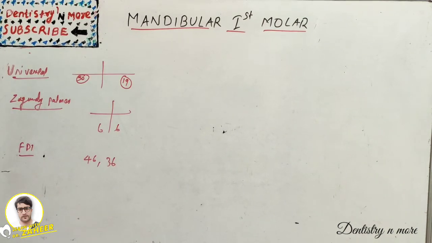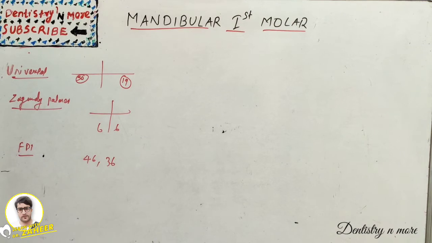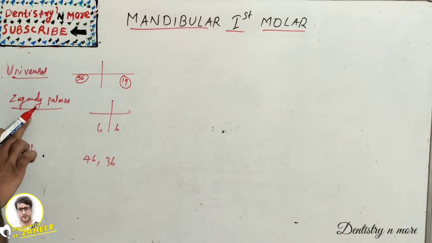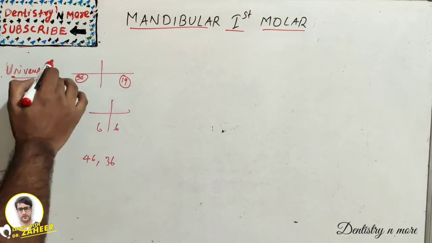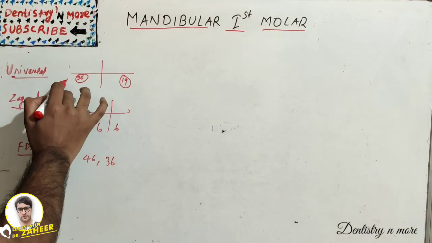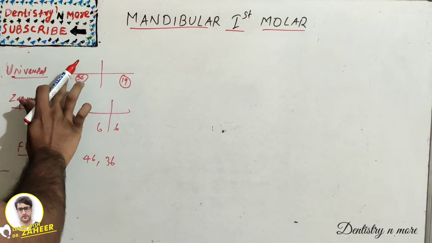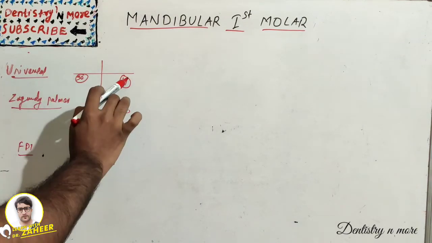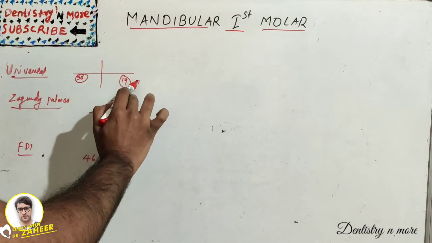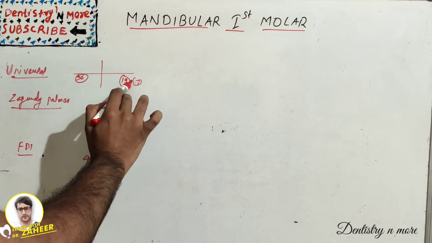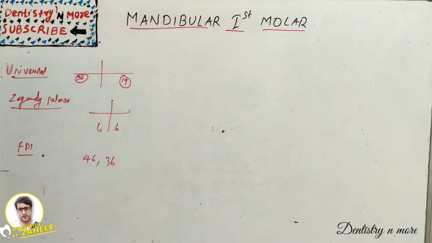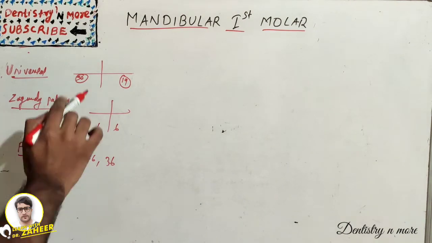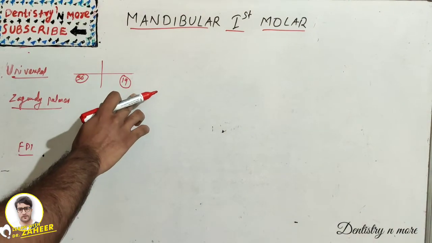Coming to the tooth numbering system, we have the Universal system, the Zsigmondy-Palmer system and the FDI system. The Universal system is just numbering. It starts from 1 here and 32 here. Since it's a mandibular tooth, we have 17 here. So this is the third molar, the second molar, and 19 will be the first lower molar on the third quadrant.